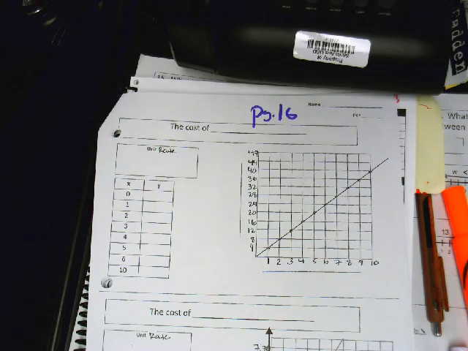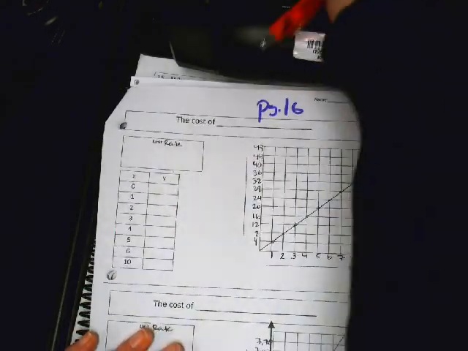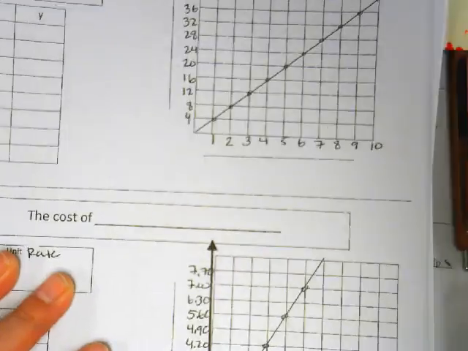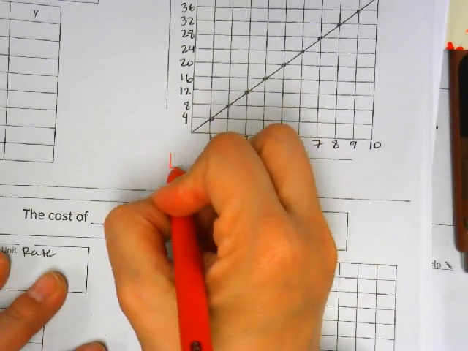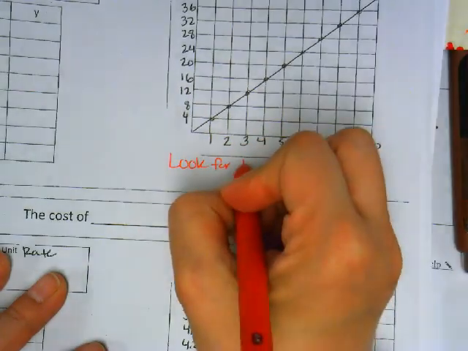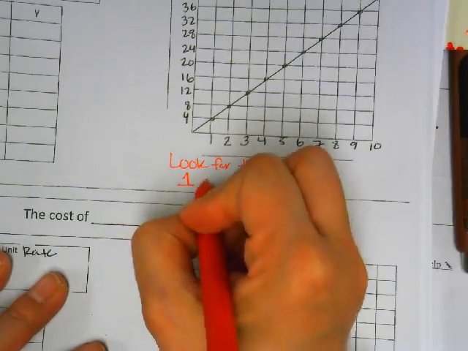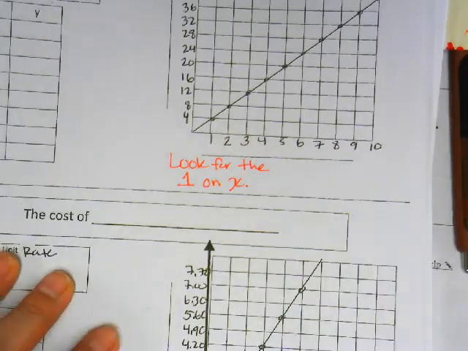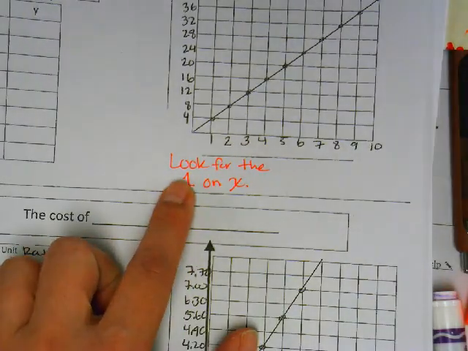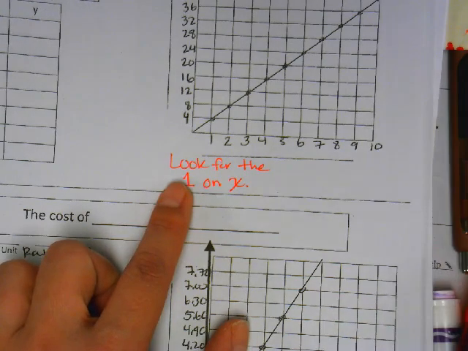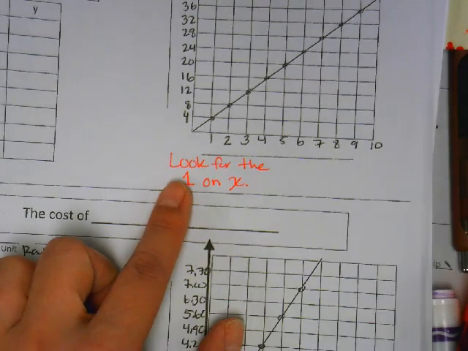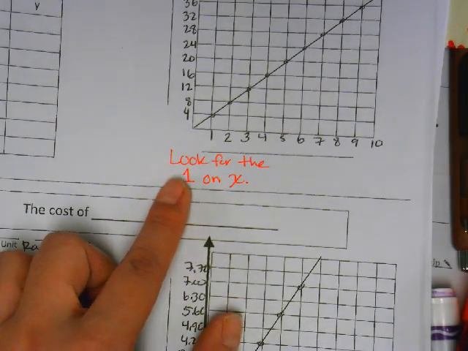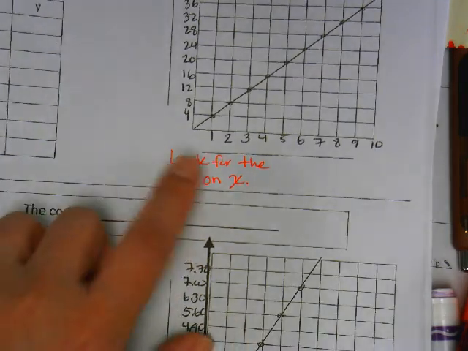So, let me show you the easiest way to solve for unit rate. Write this down. I'm going to zoom it in because I need you to write this down. Look for the 1 on X, okay? So on page 16, which is what we're supposed to be doing since the bell rang 15 minutes ago, look for the 1 on X.